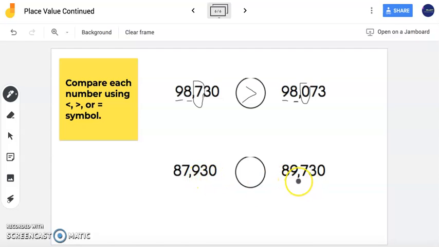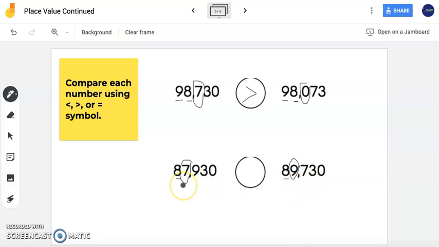Now for this one here, we have 87,930 and we have 89,730. Some of you might have noticed the digit that we're going to be looking at to help us compare this. Now I'm always going to start from left to right. In my 10,000s place, I have an 8 and an 8. Now I'm going to go to my thousands. I'm going to circle that because I believe this is what's going to help us here. So I have 7,000 here as my value of the digit in my thousands place. And I have 9,000 here as the value of the digit in my thousands place in this number.